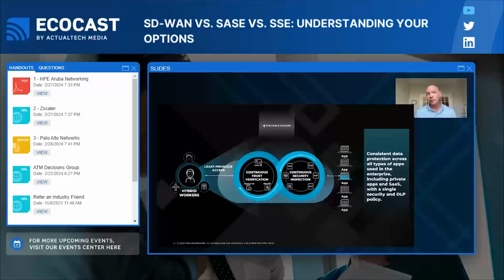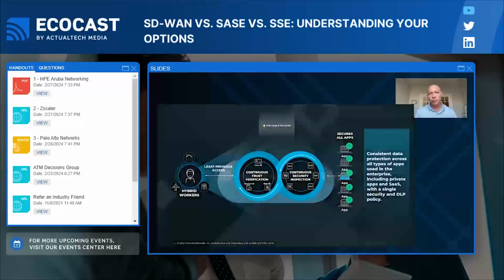Either way, we have to be able to mitigate bad things from happening once that session is established between now A and C. If we're only looking at protecting A, the user and the endpoint, from B, the internet, we're leaving C, which is private applications, completely vulnerable. So we have to be able to tie that off. So that's really what we want to make sure we're doing by securing all apps, all data in a consistent way, regardless of where that user is coming from, whether it's at home, traveling, or in a remote branch location.